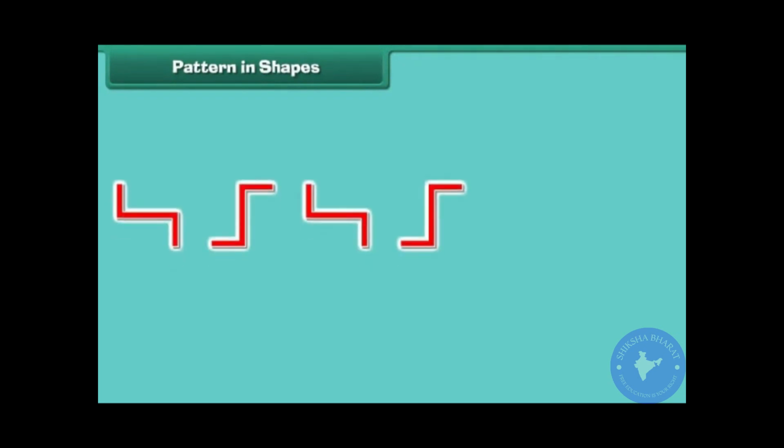Pattern in shapes. Look carefully at this pattern. A shape is placed in sleeping position first and then in standing position. These positions are repeated in the same order many more times.